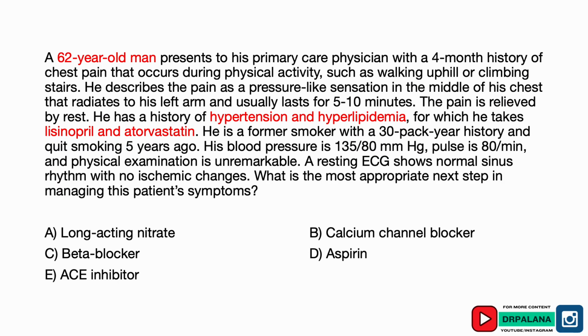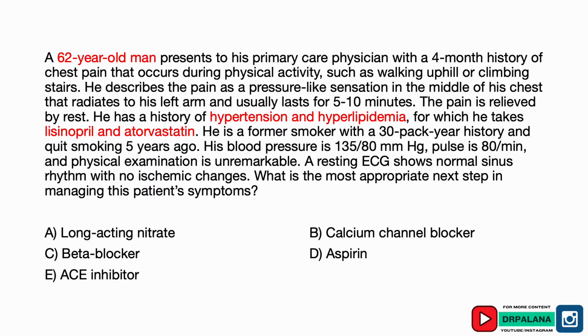A 62-year-old man presents to his primary care physician with a 4-month history of chest pain that occurs during physical activity such as walking uphill or climbing stairs. He describes the pain as a pressure-like sensation in the middle of his chest that radiates to his left arm and usually lasts for 5 to 10 minutes. The pain is relieved by rest.